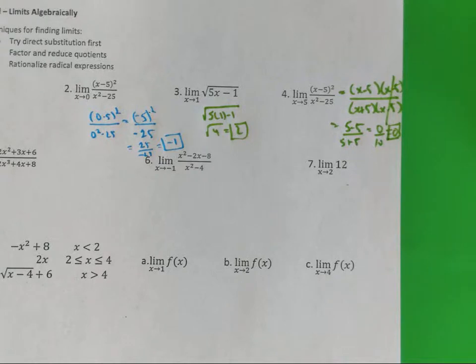On number 7, let's go to 7 first. Is there anywhere I can plug that number in? So what's your automatic answer? 12. So number 7 is quick, easy, it's 12.